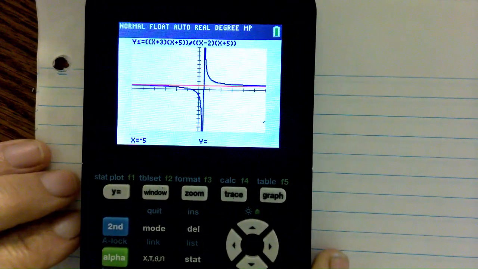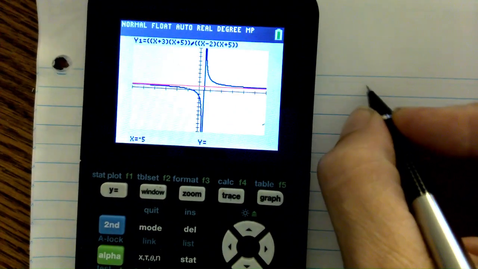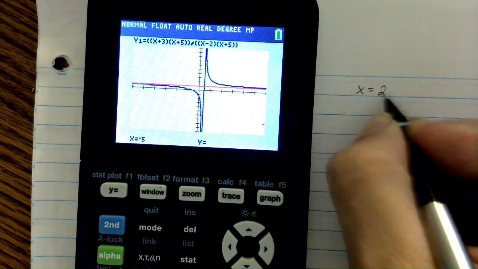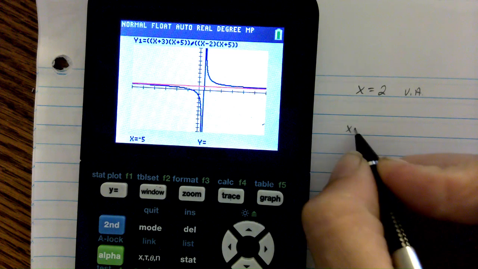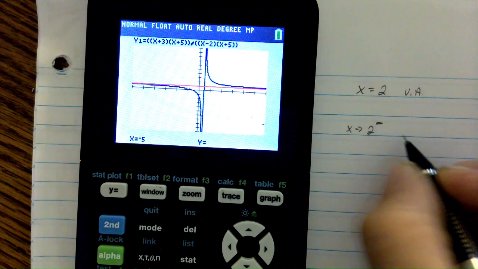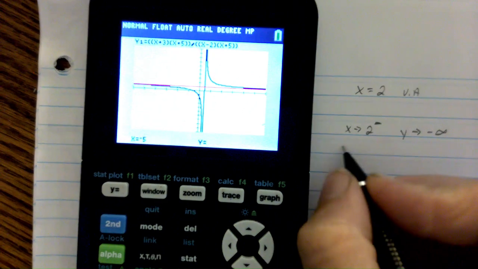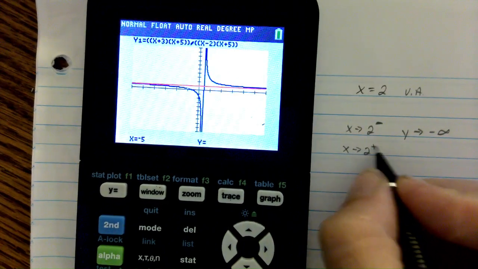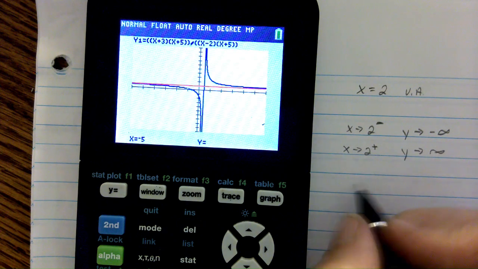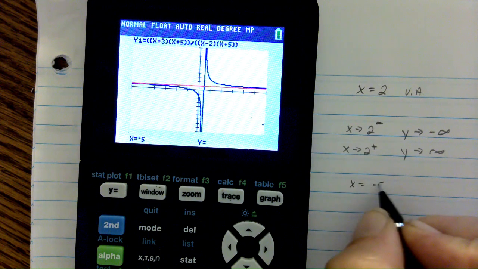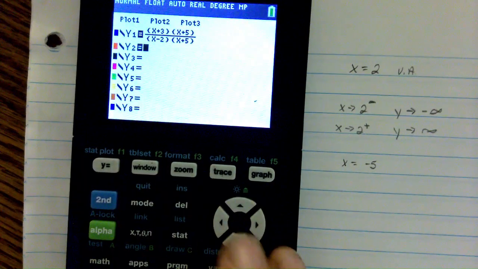So also, in this case, we had that vertical asymptote at 2, right? That was our vertical asymptote. As x got closer to 2, but it was on the left, our y's went down to negative infinity. However, as x got closer to 2 from the right, our y's went closer to positive infinity. Now, our hole was at x equals negative 5, right? So, let's take this out.